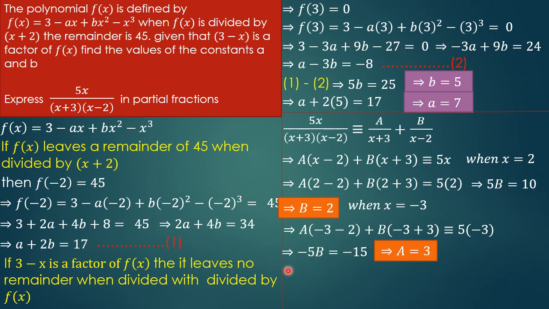Oops, friends, here was supposed to be a, not b. Please just correct it. Here is supposed to be a. Good. So we have our a to be equal to 3.